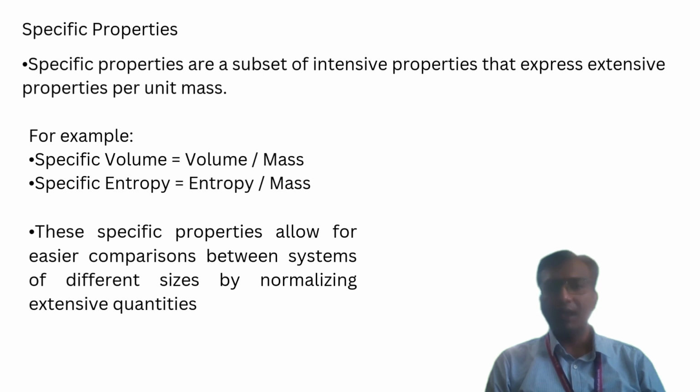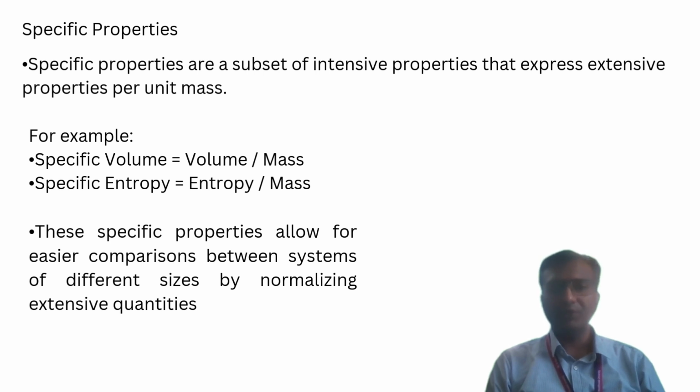Think of it as taking an extensive property, which describes the total amount of something in a system, and converting it into a property that describes the amount per unit mass. Here are a couple of key examples.